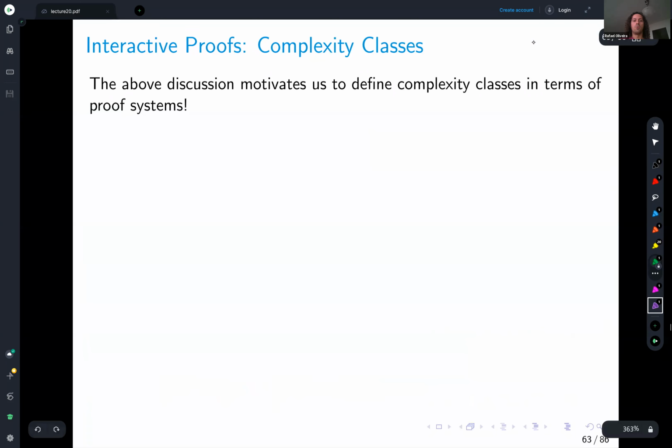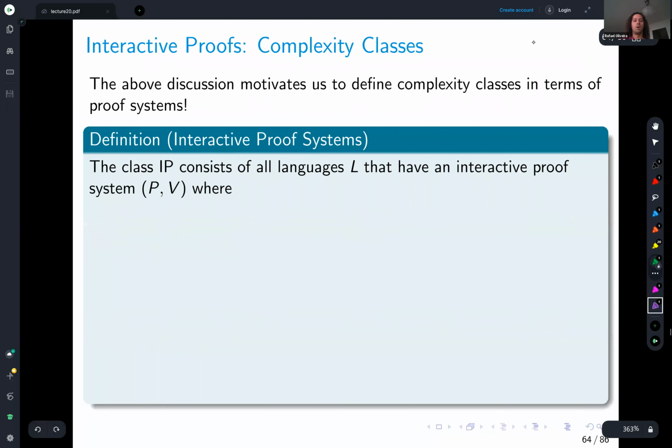Okay, so the definition that we just talked about already motivates us to define this complexity class in terms of proof systems. This whole discussion that we have had so far is just to motivate how natural it is to define complexity classes in terms of these proof systems. And here is one way that we can do it, the class of interactive proof systems.